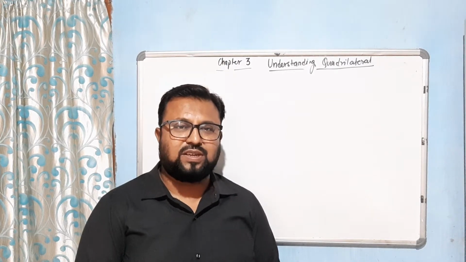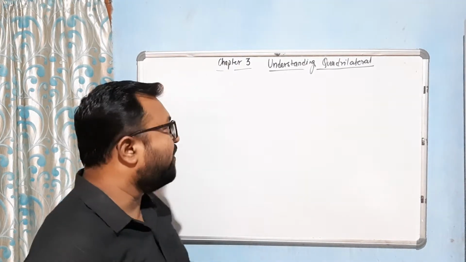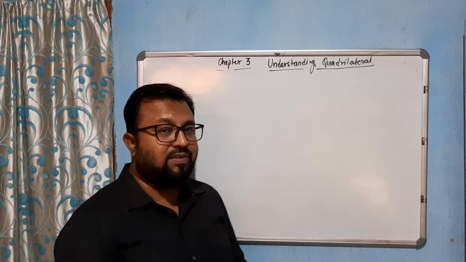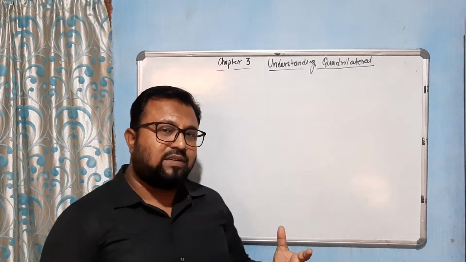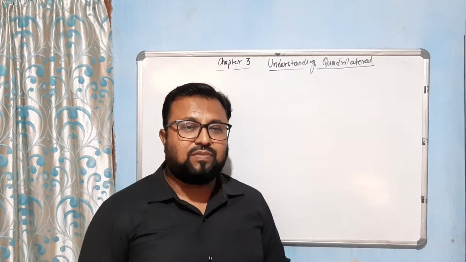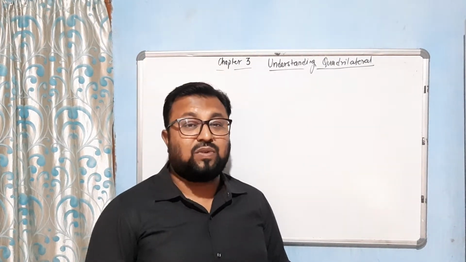This is Firoz Sheikh and today we will deal with a new chapter, understanding quadrilaterals. Now what do you know about quadrilaterals? A quadrilateral is a polygon made up of four line segments. Now the question arises, what is a polygon?